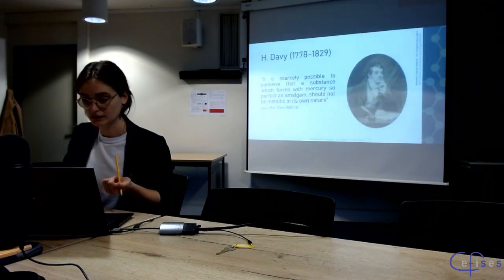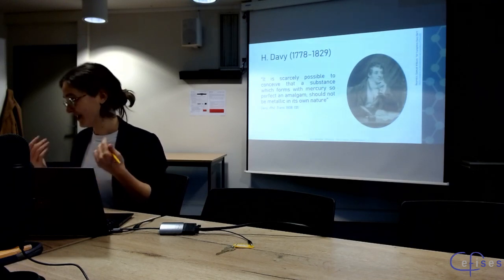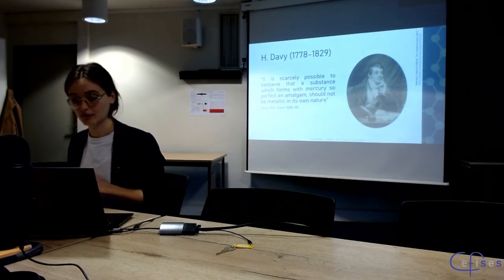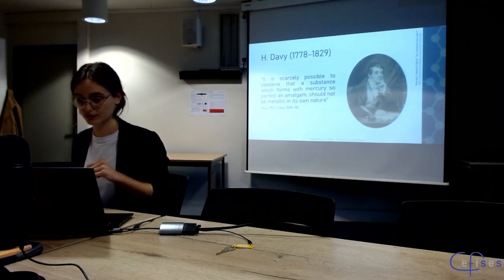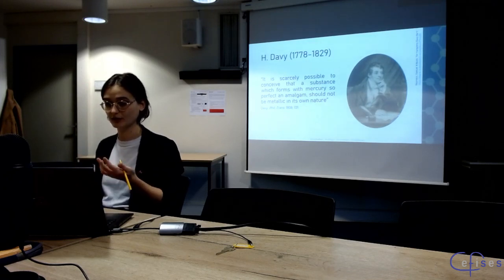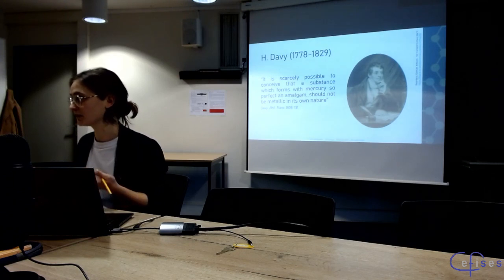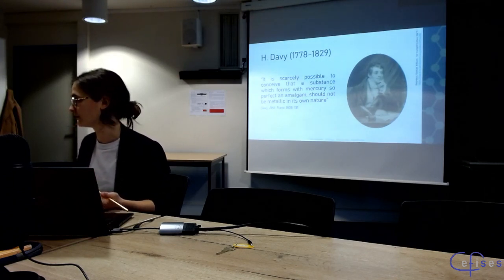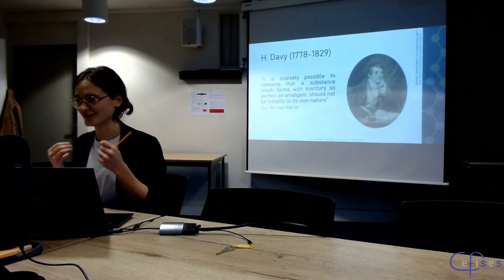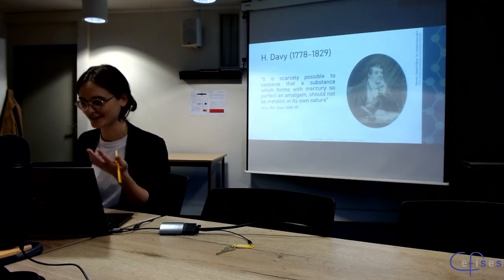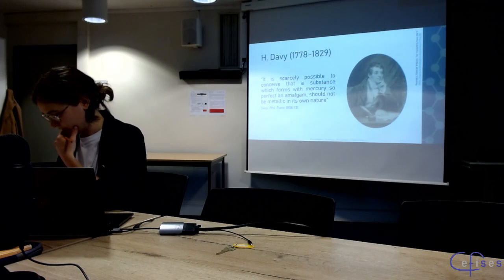They communicated this to Humphry Davy in England, who had reproduced the experiment, had the same reaction, and concluded that "it is scarcely possible to conceive that a substance which forms with mercury so perfect an amalgam should not be metallic in its own nature." What that means is ammonia has to contain a metal. Even though we think it might be this gas composed of nitrogen and hydrogen, actually there just has to be a metal in there, because it's not possible to imagine that it would have this kind of reaction otherwise.